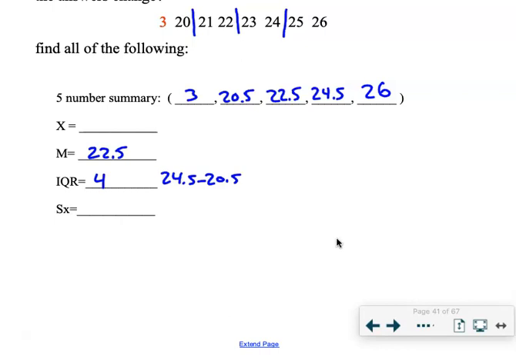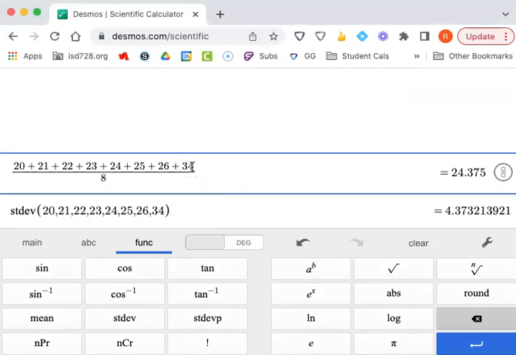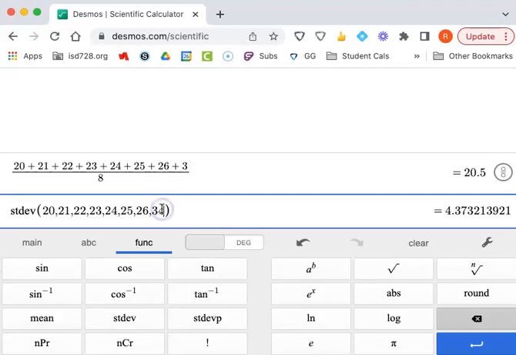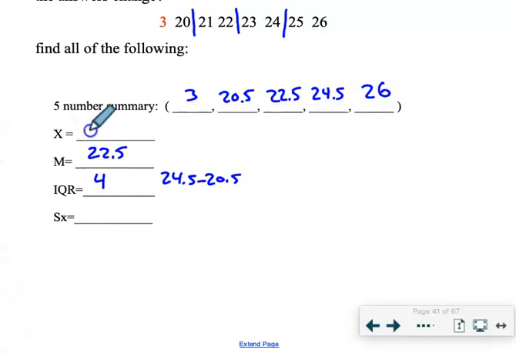Now I need to take the 34 out of the calculator and put a 3 in there instead. That's what I'm going to change for this one. It's still going to be over 8 because there are 8 numbers again. So the mean is 20.5 and the standard deviation is 7.35. Now notice we put a number on the left, which is going to make it skewed left.